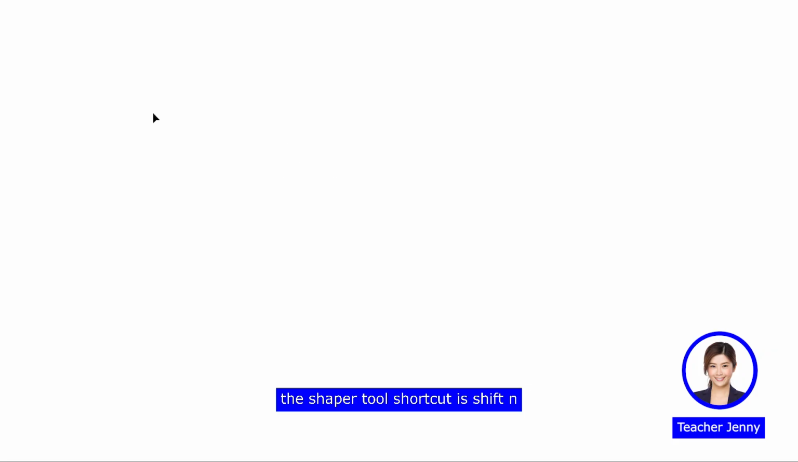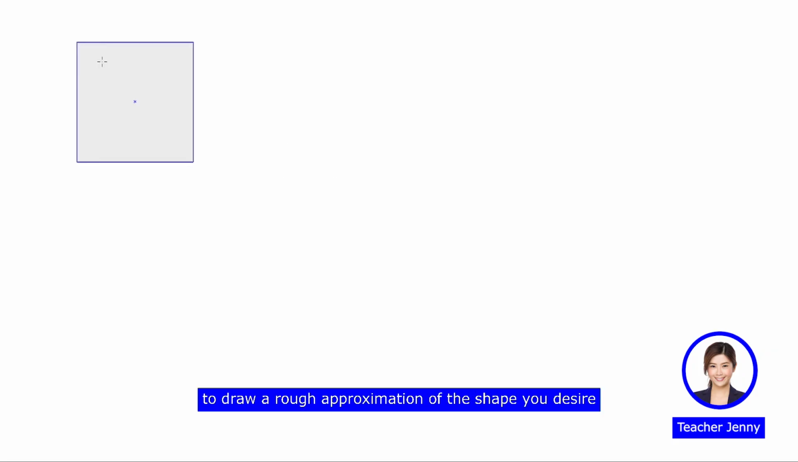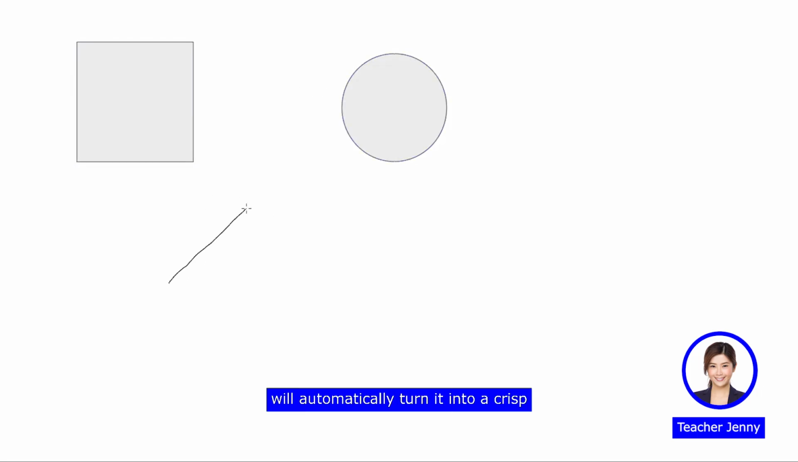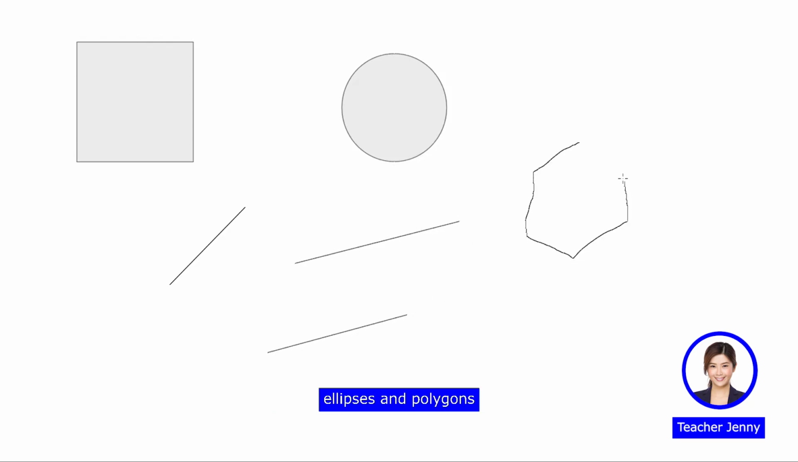The Shaper tool, shortcut is Shift-N. Click and drag to draw a rough approximation of the shape you desire, and Illustrator will automatically turn it into a crisp, geometric shape. Works for straight lines, rectangles, ellipses, and polygons.